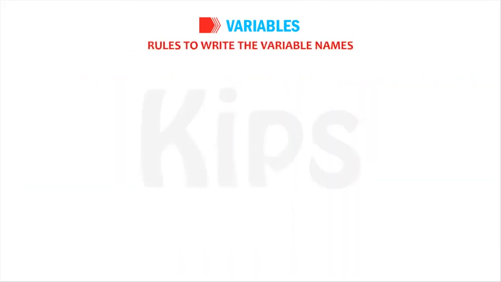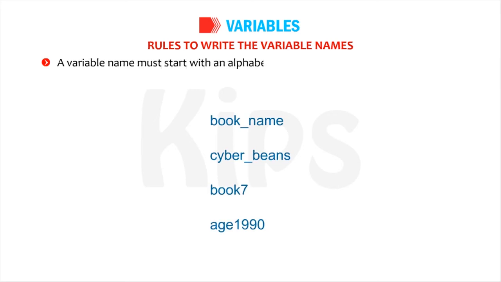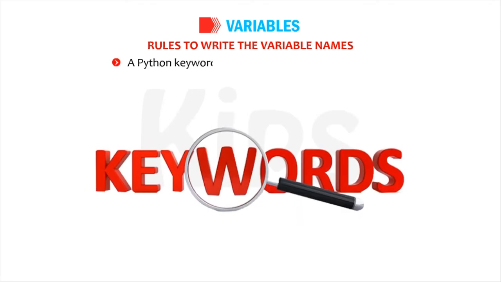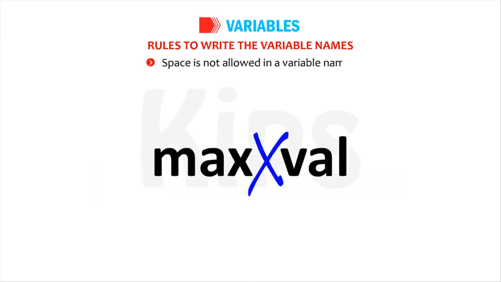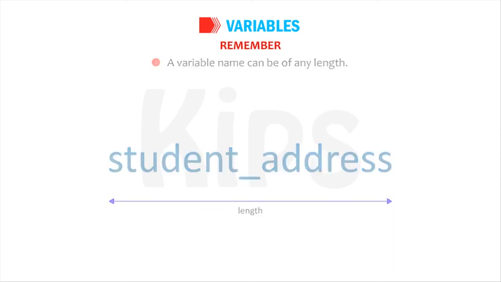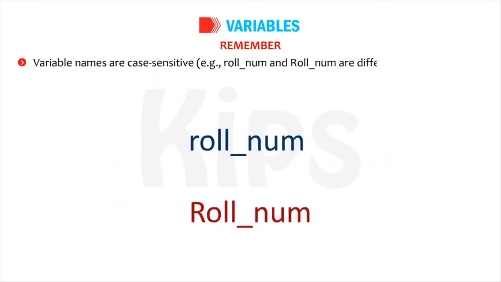Rules to write the variable names. When you are specifying any variable name, you need to follow certain rules. A variable name must start with an alphabet, capital or small, or an underscore. A variable name can consist of alphabets, digits, and underscore. No other character is allowed. A Python keyword cannot be used as a variable name. Space is not allowed in a variable name. Remember, a variable name can be of any length. Variable names are case sensitive. Example, roll number and Roll number are different variable names.